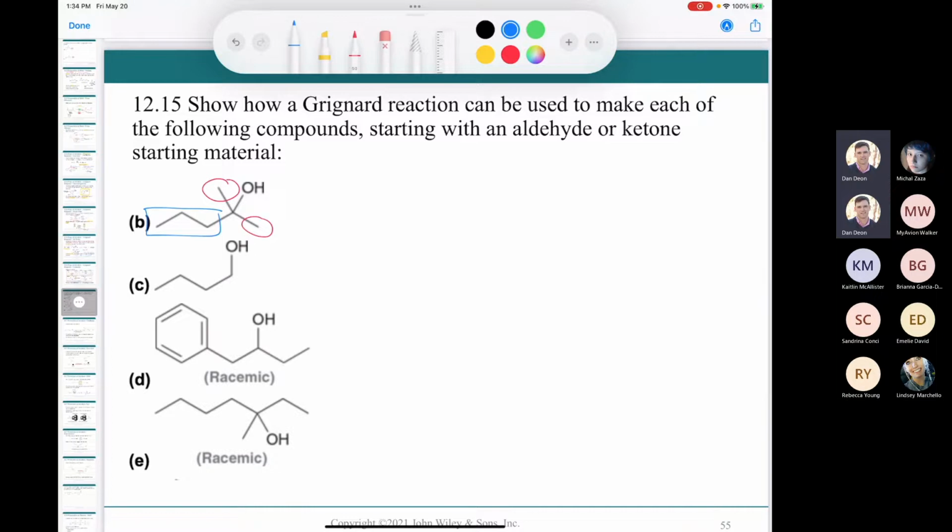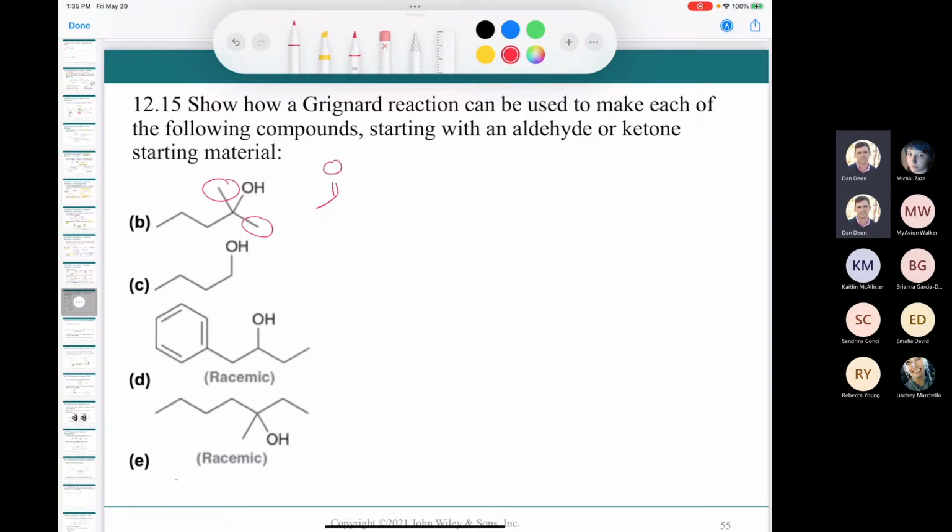So that means we could either use methyl magnesium bromide or propyl magnesium bromide. But we need to figure out what the starting ketone or aldehyde would look like. Why don't we start out with having the 2 methyl groups intact and then figure out what it would look like when we add propyl magnesium bromide to it. Well, if we were to cut this bond here, what would the starting carbonyl look like? It would have 3 carbons, and it would have a double bond to the oxygen. So our starting material would be acetone.